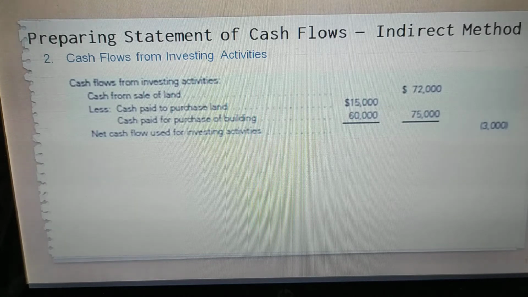We start from the cash from sale of land. We received $72,000, and then we subtract the cash paid to purchase land and the cash paid for purchase of building. So 15,000 and 60,000 in total is 75,000. Of course, if it is a sale, it is positive because we received the money, and if we purchase, it is negative because we use our cash. So 72,000 minus 75,000, we get minus 3,000. That is the net cash flow from investing activities.